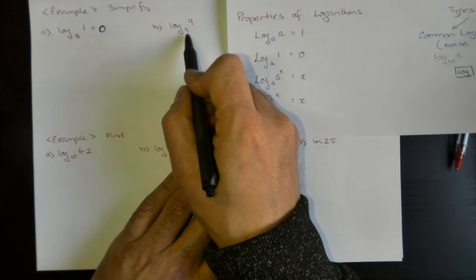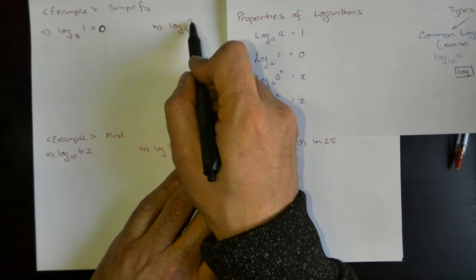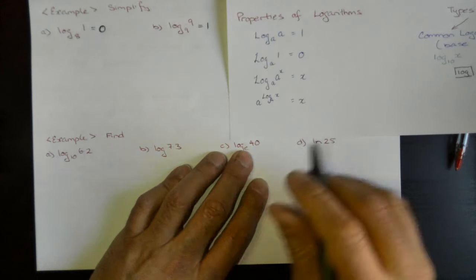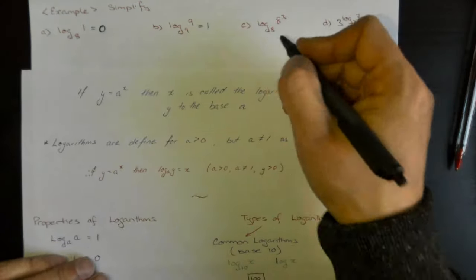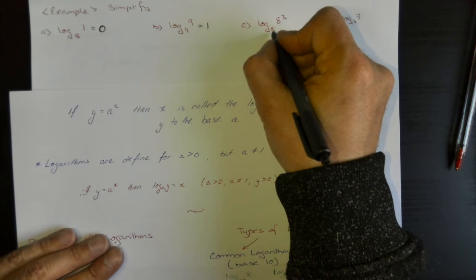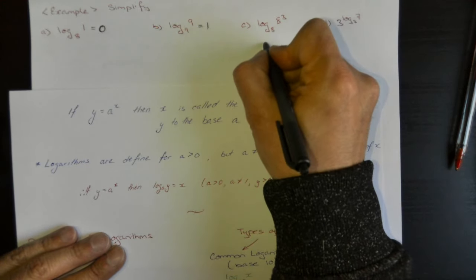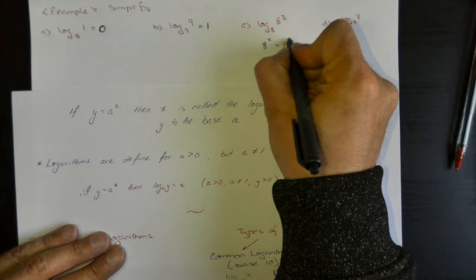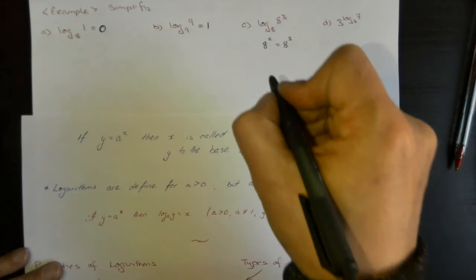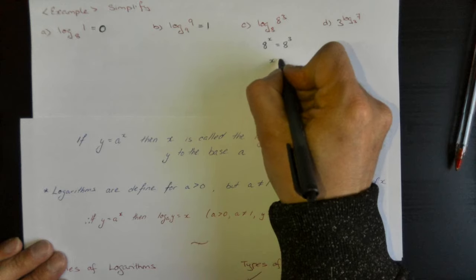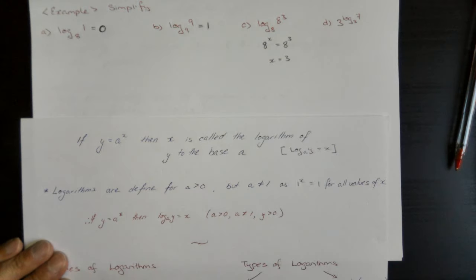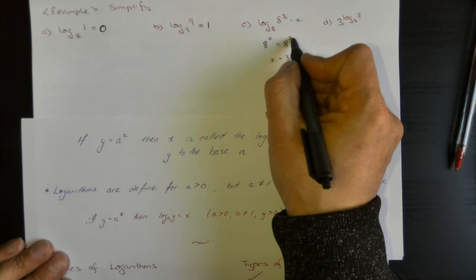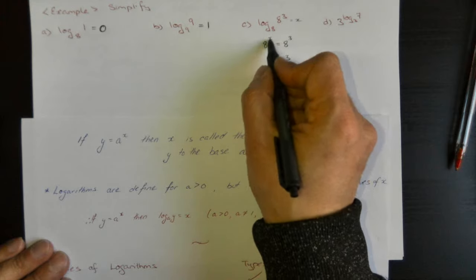Okay, when you have the base, so log of 9 to the base 9, this has to equal 1, because 9 to the power of 1 equals 9. Now think of it in this way. You've got 8 to the power of something is equal to 8 cubed. So 8 to the power of x equals 8 cubed. They're the same bases, so x equals 3.